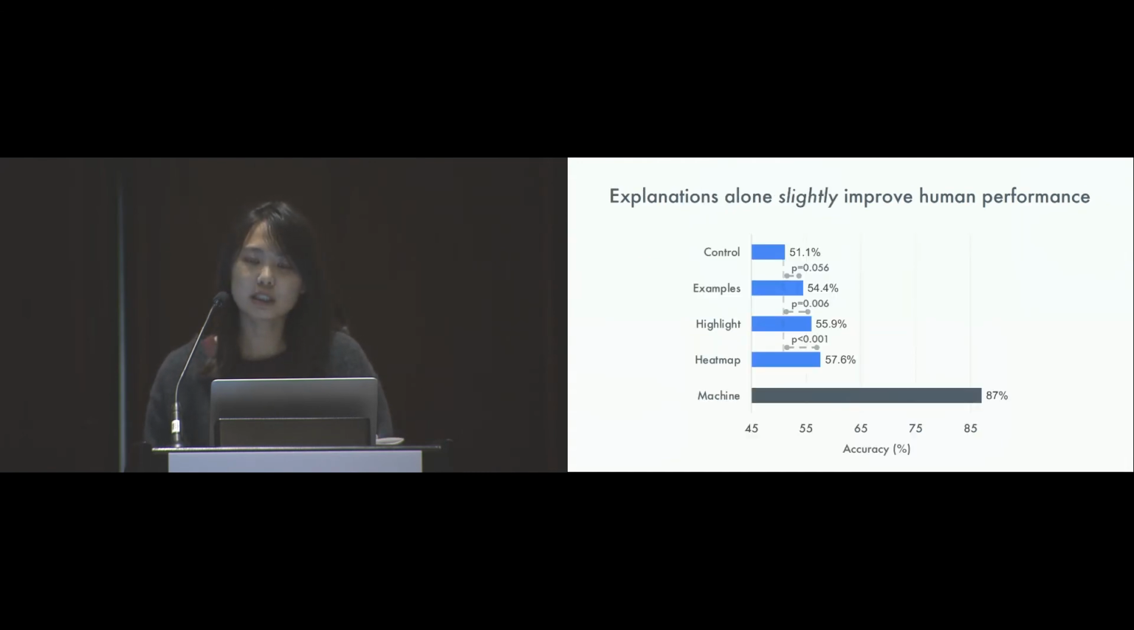From our results, explanations alone slightly improve human performance, and explanations here refer to feature-based explanations and example-based explanations. Feature-based explanations are explanations where features are highlighted, as you have seen earlier, and example-based explanations are similar reviews in the training data that are given as examples on top of the to-be-predicted review. We see that highlight and heat map significantly improve human performance over control, but overall the improvement is still pretty limited.